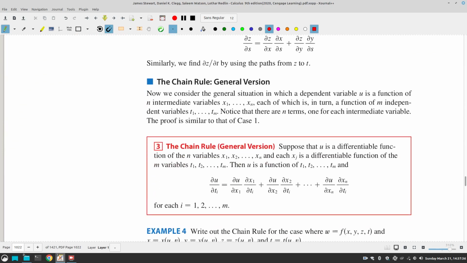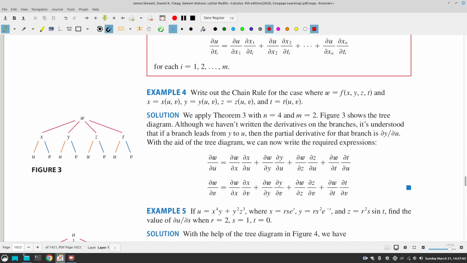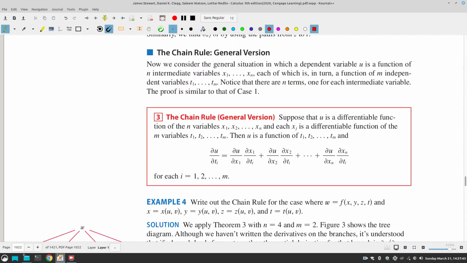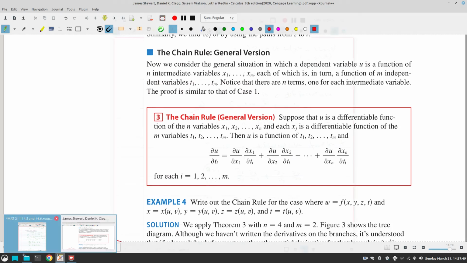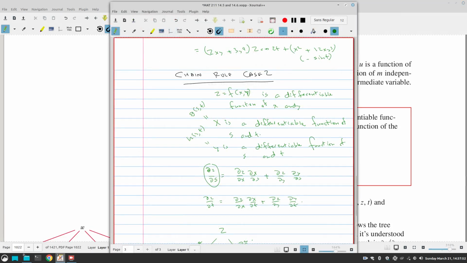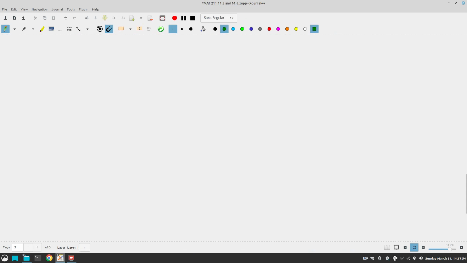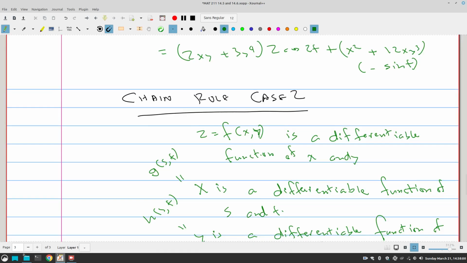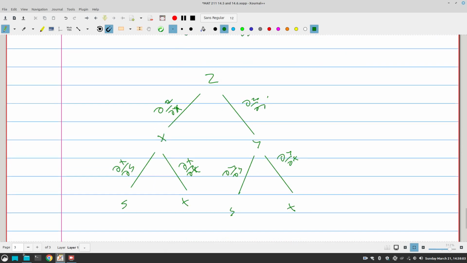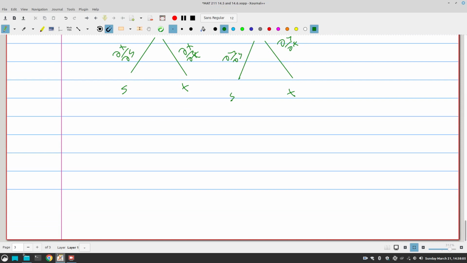And of course, if you want the general version of the chain rule, let's do the general version of the chain rule. So let's say you have a scenario in which z is a function of n variables. Okay, let's close this. General chain rule.